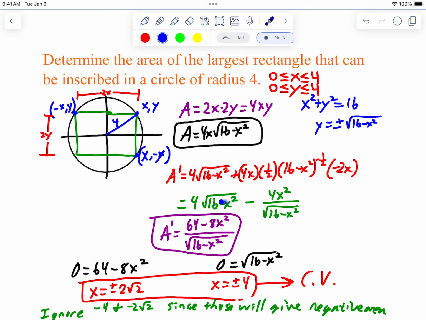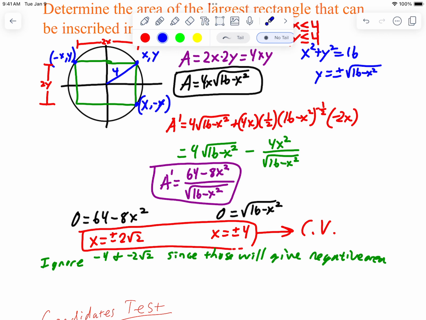Now I want to get a common denominator so that I can set the numerator and denominator equal to 0 separately. So I went ahead and got a common denominator. That's why I went from the green to the purple. Now I can set the numerator equal to 0, and set the denominator equal to 0.